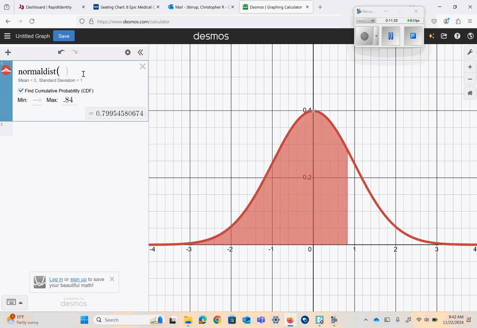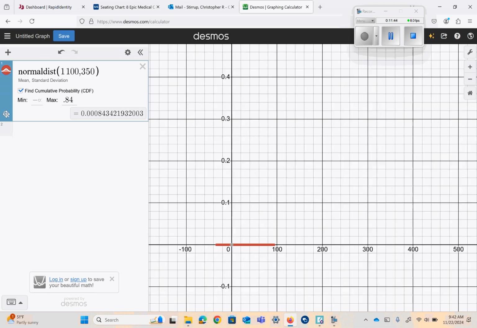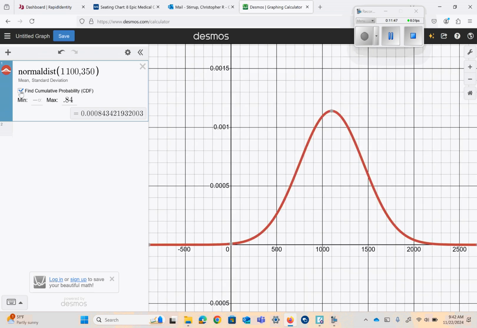Normal distribution, what am I putting in? 1,000, 350. Hit the little plus button. That's our normal distribution based on these sales.